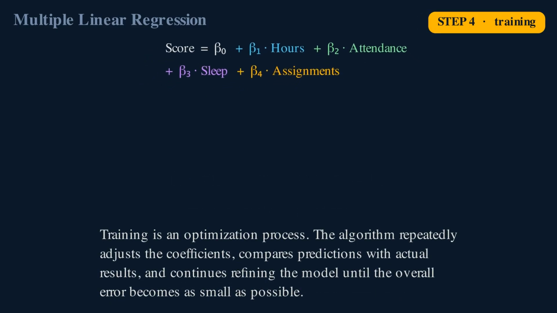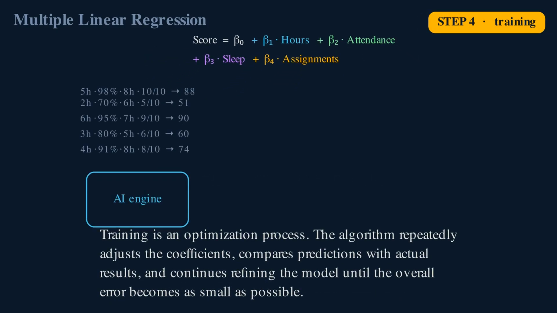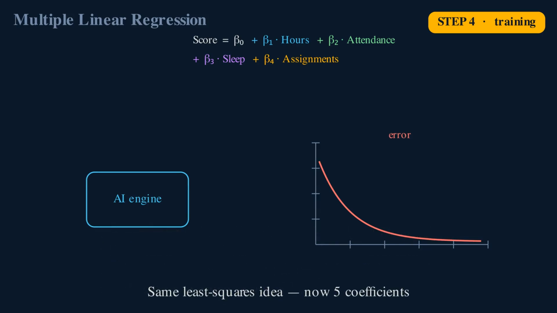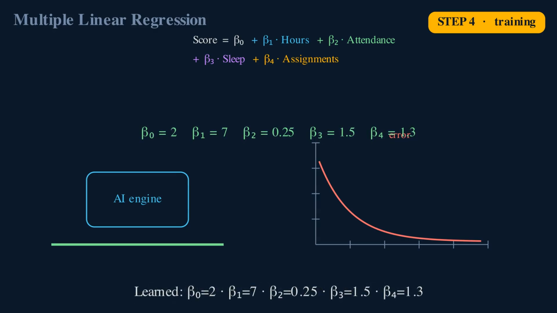Training is an optimization process. The algorithm repeatedly adjusts the coefficients, compares predictions with actual results, and continues refining the model until the overall error becomes as small as possible. The principle is exactly the same least squares idea from episode 1, only now the algorithm tunes 5 coefficients at once instead of 2. When training finishes, every coefficient has settled on its best value.